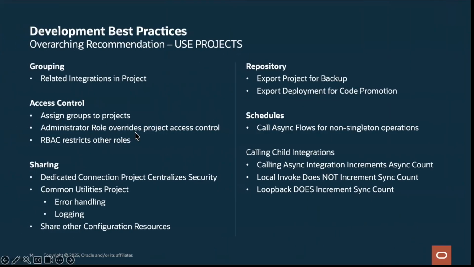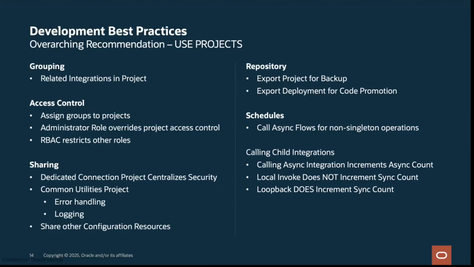So we talked there about access control. Generally would recommend that you don't assign permissions to Jürgen specifically. You give it to groups. It's easy to add and remove people from groups, and you often are using those groups for multiple things. The administrator role, if you're an administrator, you can override the project access control. So if the last person in a group who's the owner of a project leaves, an administrator can still go in and fix things. But all the other roles are restricted.